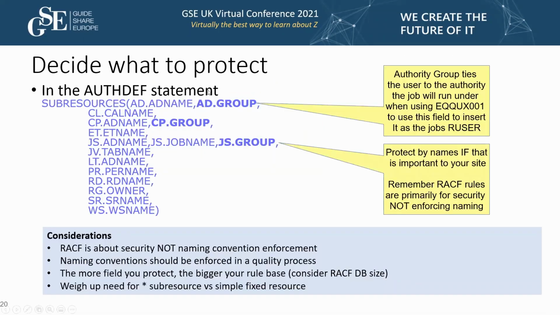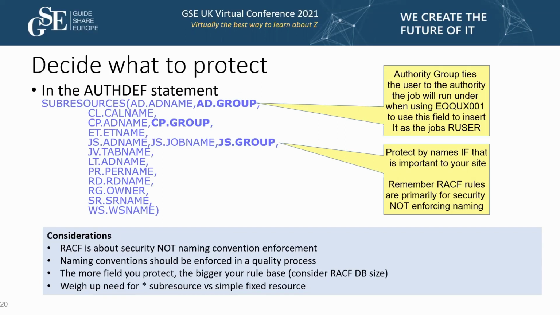Decide what to protect. We've seen the auth-def thing before. There's lots of things you can protect on. One thing I would advise is RACF security is not naming convention enforcement. You might think it is, but think about what you need to lock down to stop people doing what you don't want them to do.